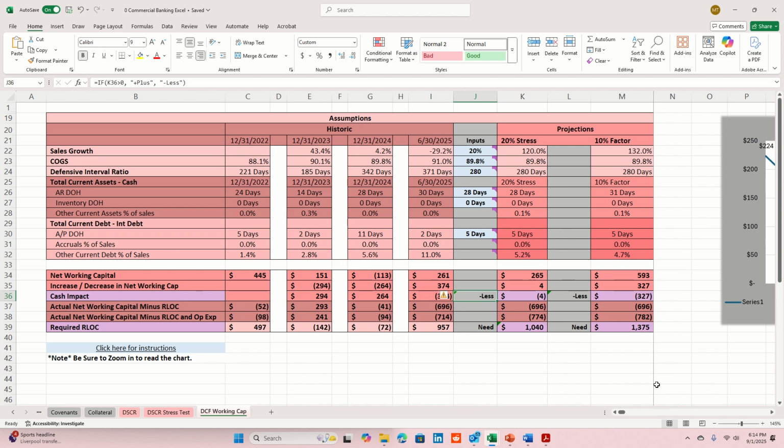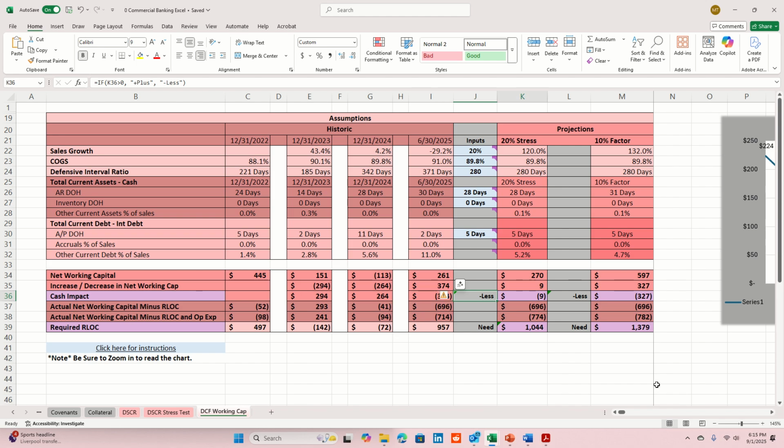Now, I want y'all to take notice of this right here. It says less. This is cell J36. It says less. Now, let me see if I can change something here. Let's put 50 days here. It says plus. When this says plus, that means we actually have an excess of cash. When this says less, that means we lost cash.